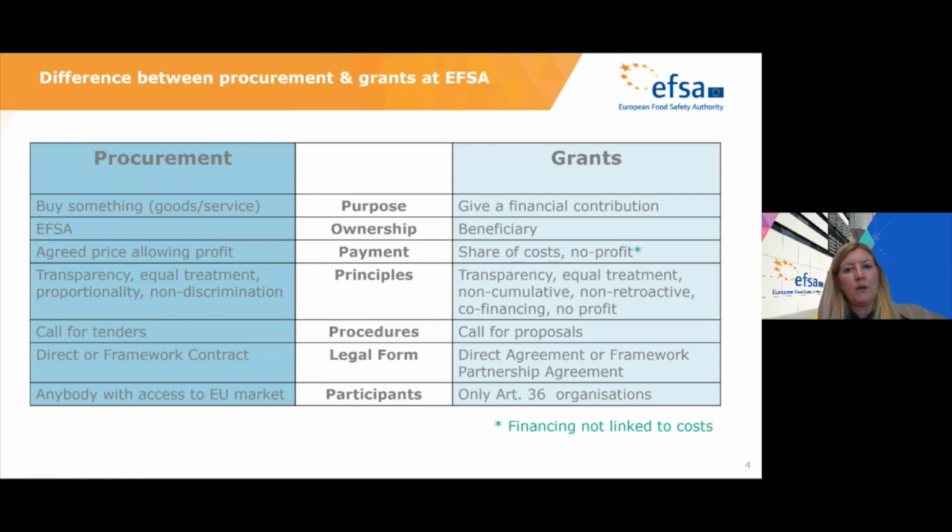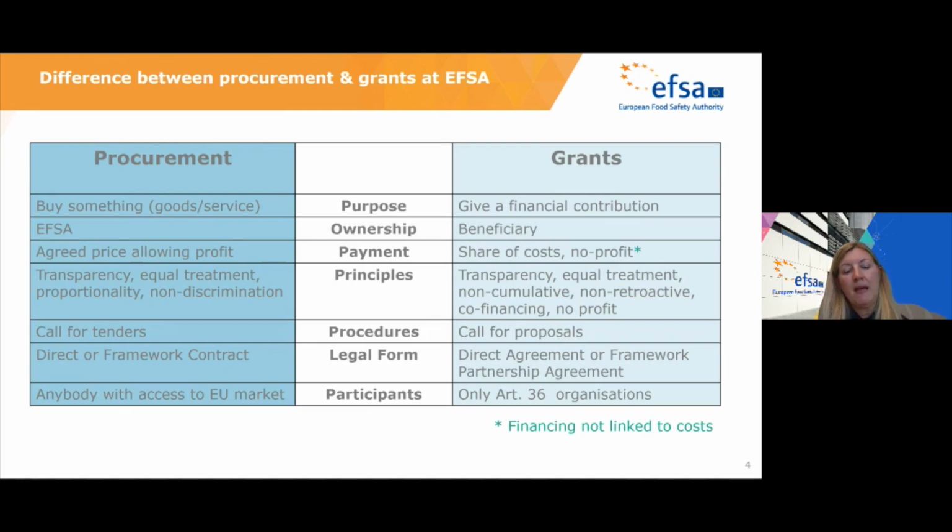Now, conversely, when we look at grants, the more traditional grants, the purpose was not necessarily to buy goods or services, it's to give a financial contribution towards something. And taking that into consideration, EFSA would not necessarily own the deliverable from the grant. The ownership usually would rest with the beneficiary. Now, the financing not linked to costs form of grant funding has blurred those lines a little bit, but these are the general principles that I present here.